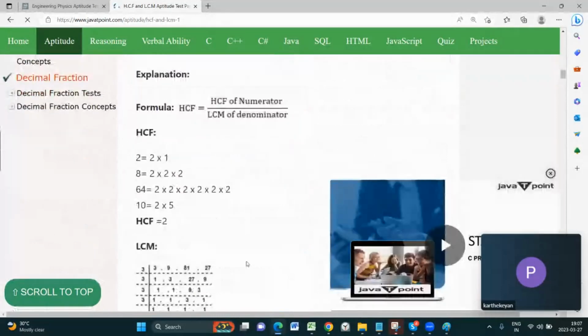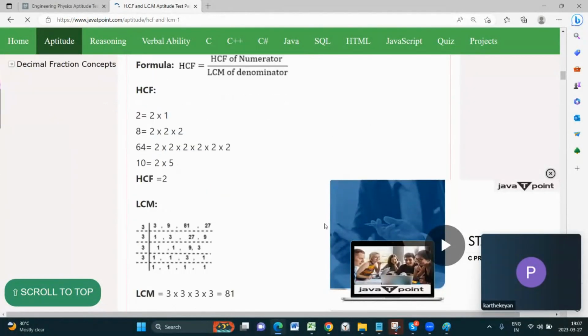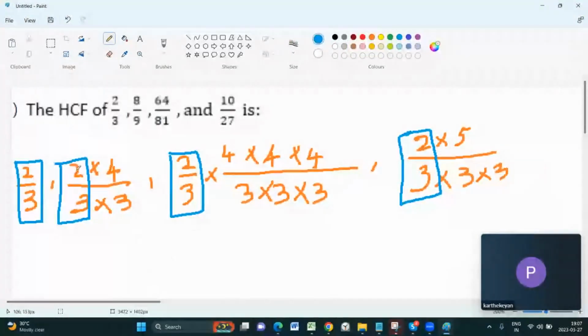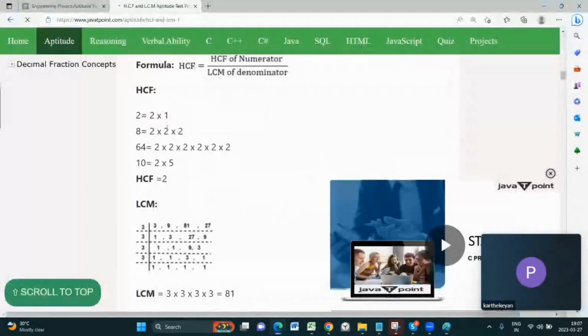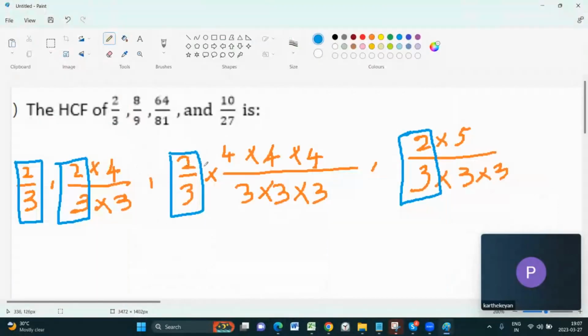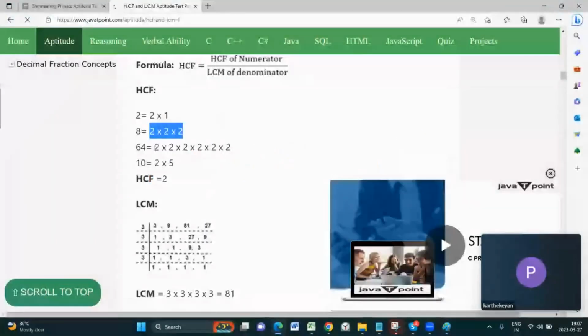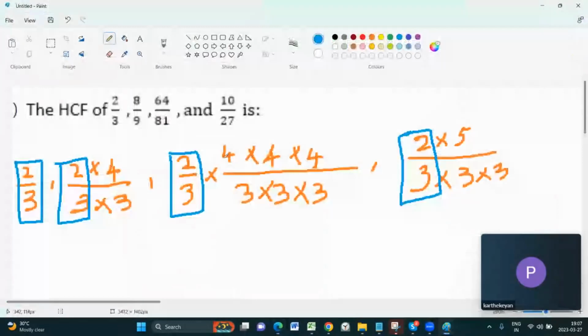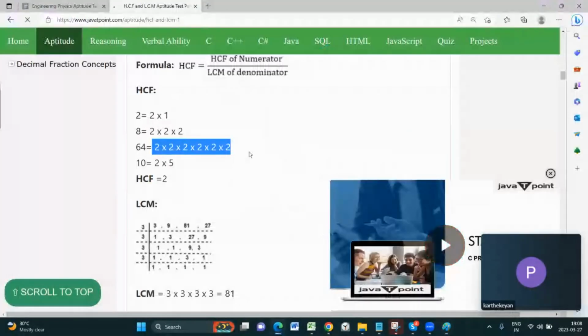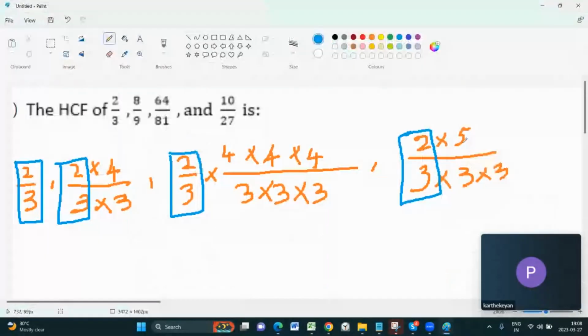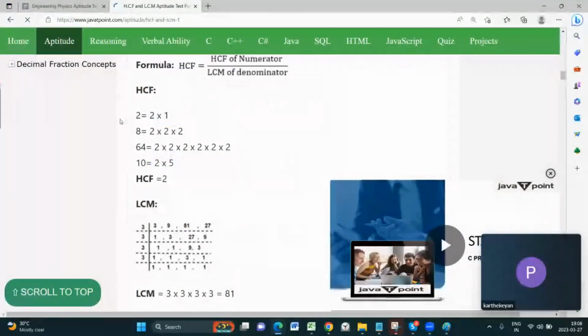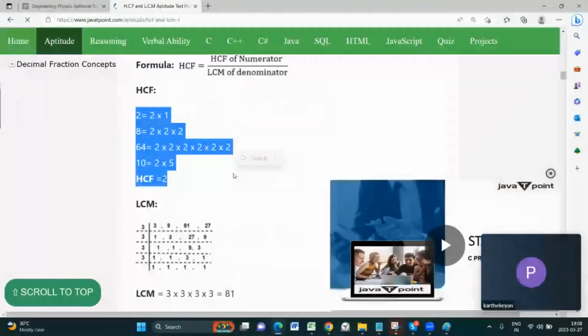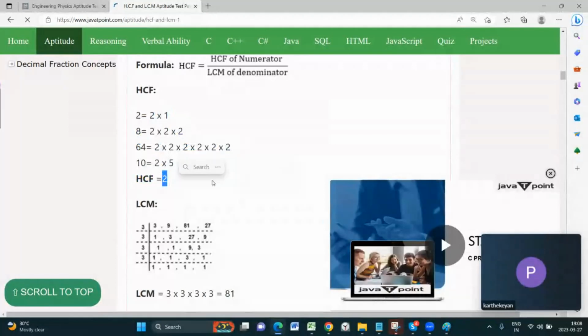Now we have to take the denominators: 2, 8, 64 and 10. Numerator and denominator taken separately. I am just taking 2 by 3, 2 into 4, and then 2 into 2 into 2. For 64, they have made all the factors 2, 2 into 2 into 2 into 2. So for the numerator, the highest common factor is 2.